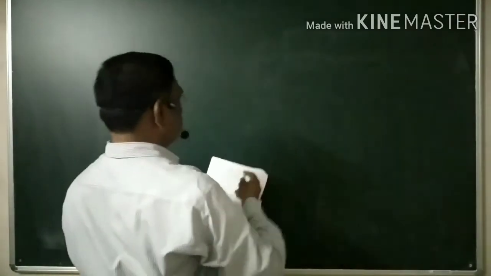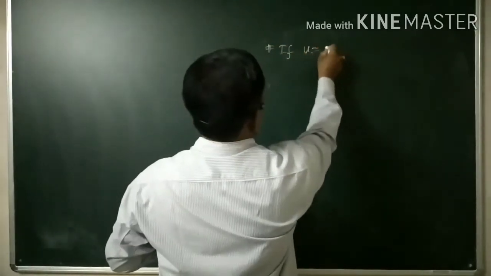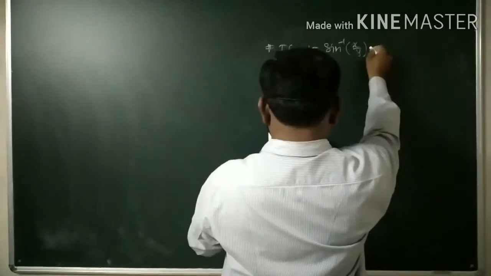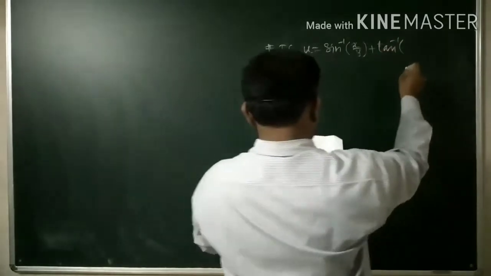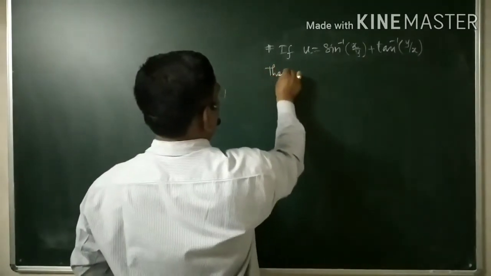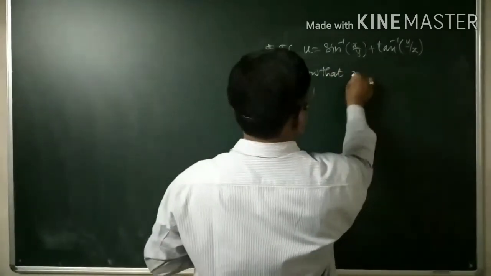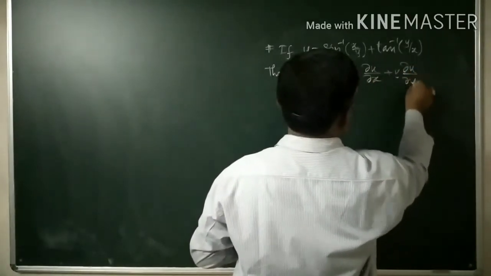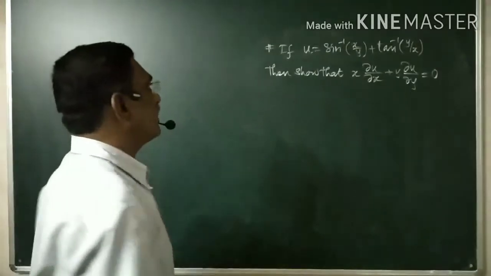For example, if u is equal to sine inverse of x upon y plus tan inverse of y upon x, then show that x delta u by delta x plus y delta u by delta y is equal to 0. This we need to show. How will you show?